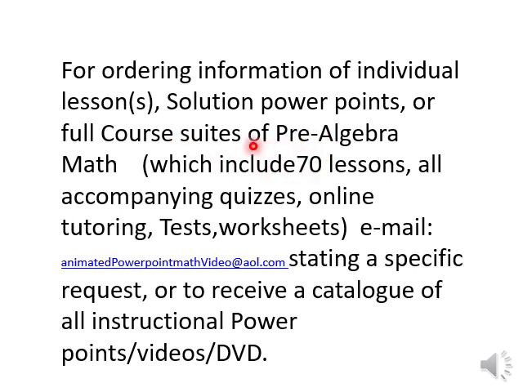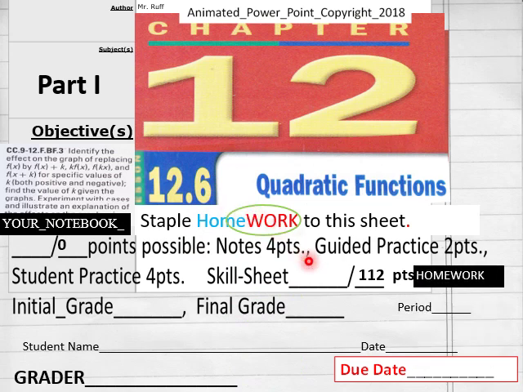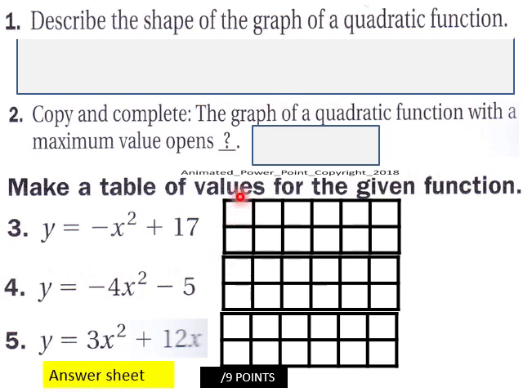Hello everybody, getting ready to do lesson 12.6 homework for pre-algebra math today. For 12.6 homework, you've got 112 points for your homework sheet. Name, date, period here. Students' due date for my onliners, homeschoolers, put that here. Page 1 of 12.6 homework.